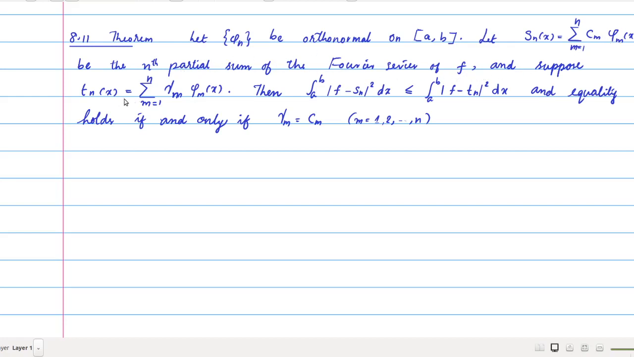And suppose Tn of x is a partial sum of some series. This need not be the Fourier coefficients. These are arbitrary coefficients. Okay. Now you can get this inequality: integral a to b mod f minus Sn whole square dx is less than or equal to integral a to b mod f minus Tn whole square dx.